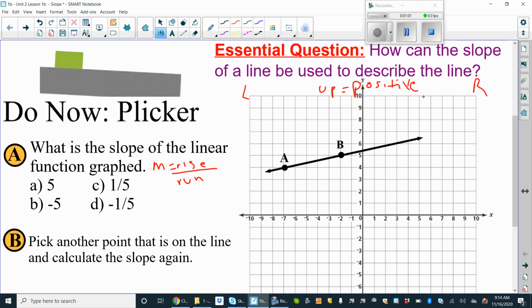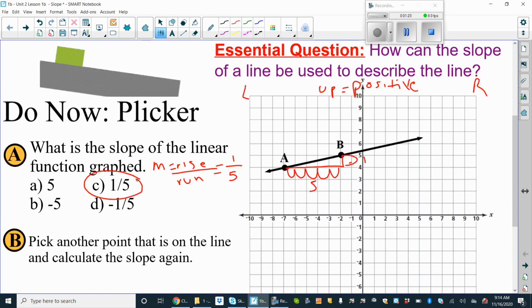So we draw a path and we have to create a triangle. So we go over to where B is and go up. So our rise has a jump of 1. Our run has a jump of 1, 2, 3, 4, 5. So our rise is 1 over our run of 5, which is answer choice C.